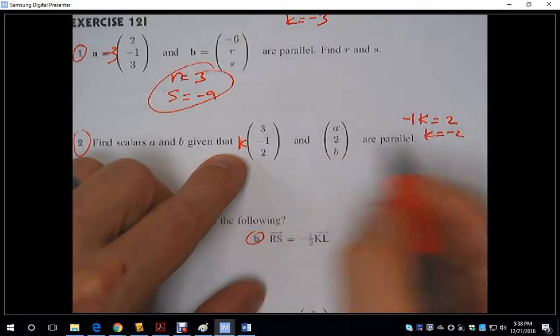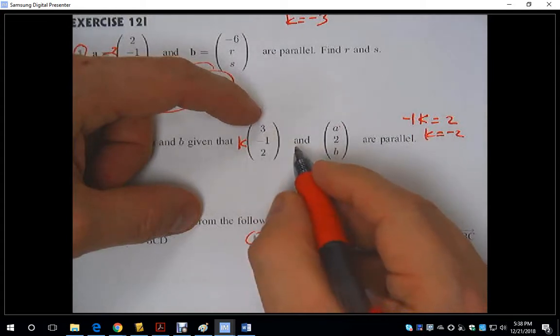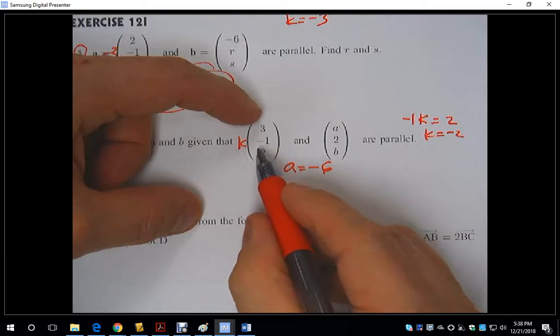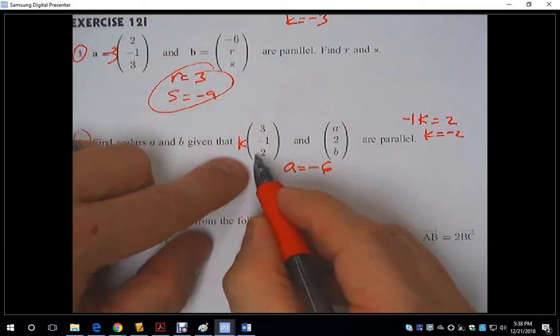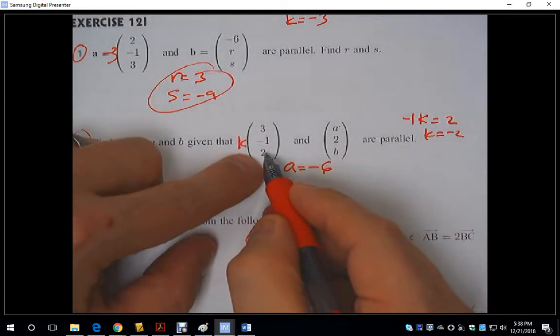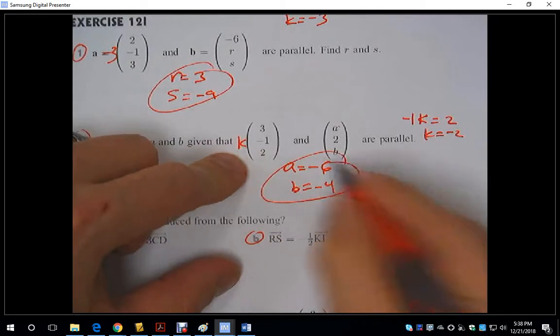So 3 times -2 is -6. So A equals -6. And then my B value, if k is -2, then -2 times 2 gives me -4. So B equals -4. So those are my values here.